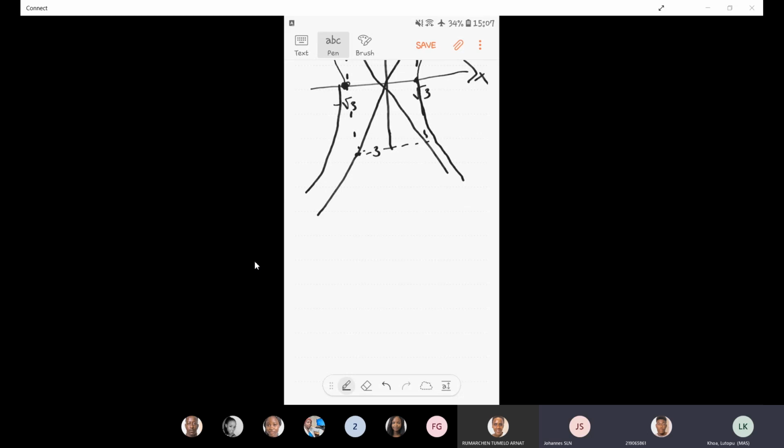But this one at the origin is just a normal circle. Is it just a normal circle? Yeah, it's just a normal circle. Okay, so we'll do the circle and the ellipse tomorrow.